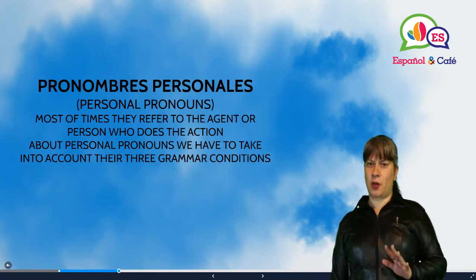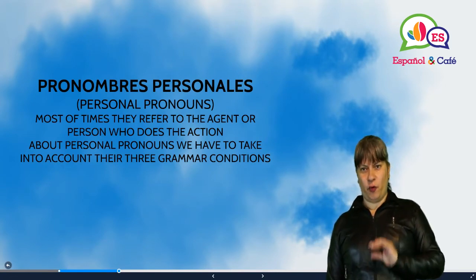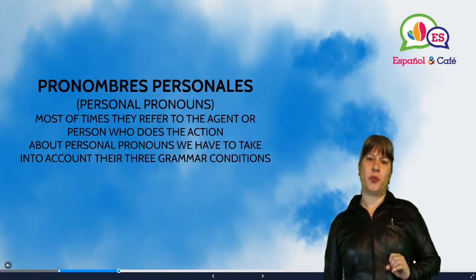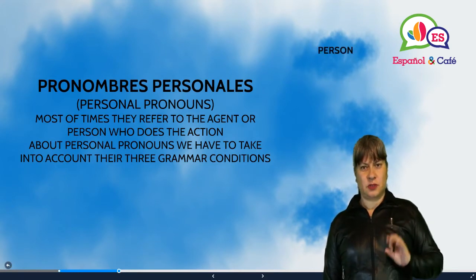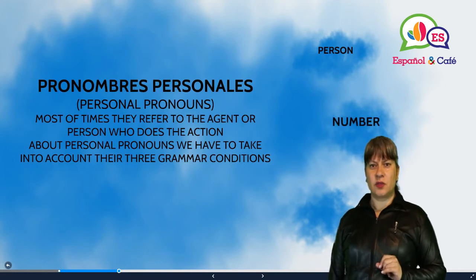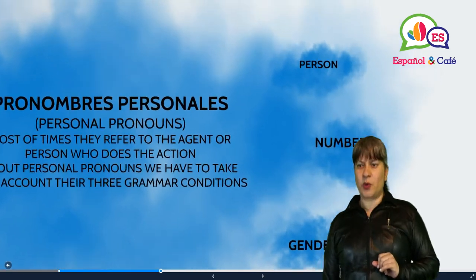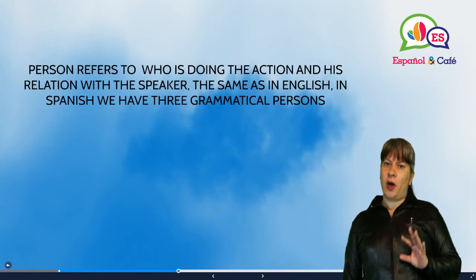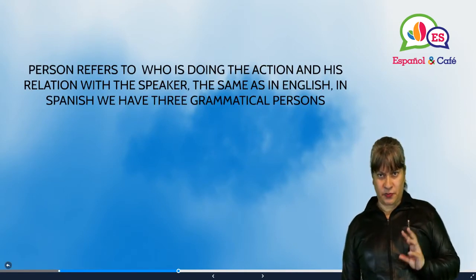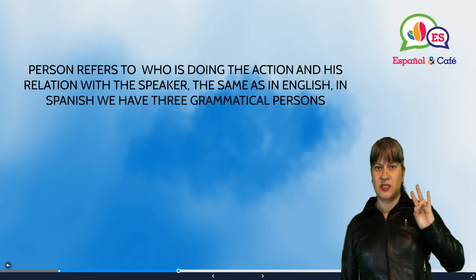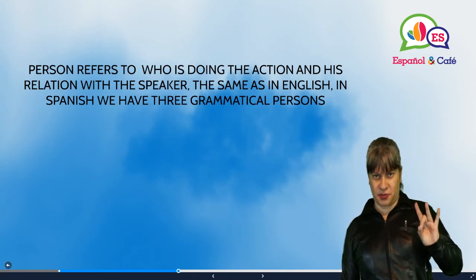The personal pronouns are a grammar kind of words that have three important aspects. First, the person, second, the number, and third, the gender. What is person? Person refers to the relation between the speaker and the persons who act, who do the action. Then we talk about three grammatical persons: first person, second person, and third person.